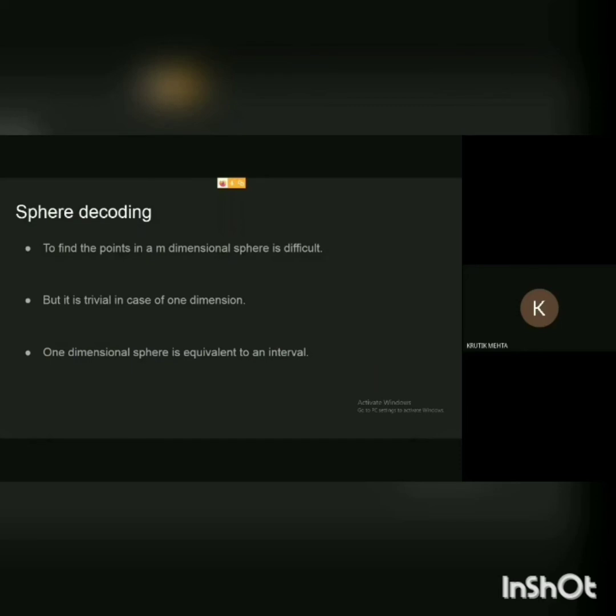So what the sphere decoding algorithm does is, it's obviously difficult to find all the points inside an m-dimensional sphere. So it will take one dimension at a time and find its interval, and a one-dimensional sphere is equivalent to an interval. So it takes one dimension and finds all the points that index can take. It will then find the interval for each dimension given all the previous dimensions.